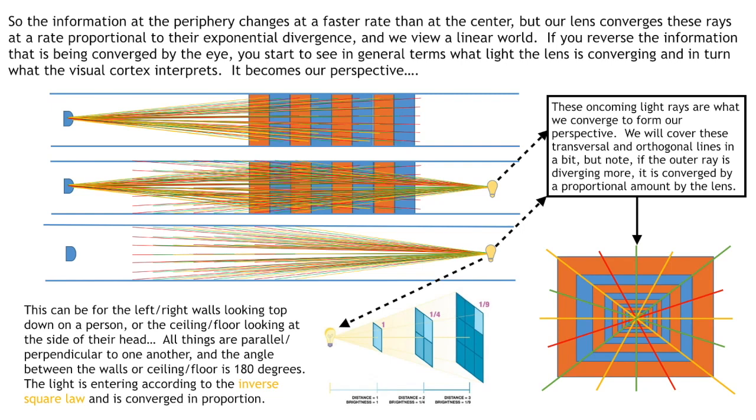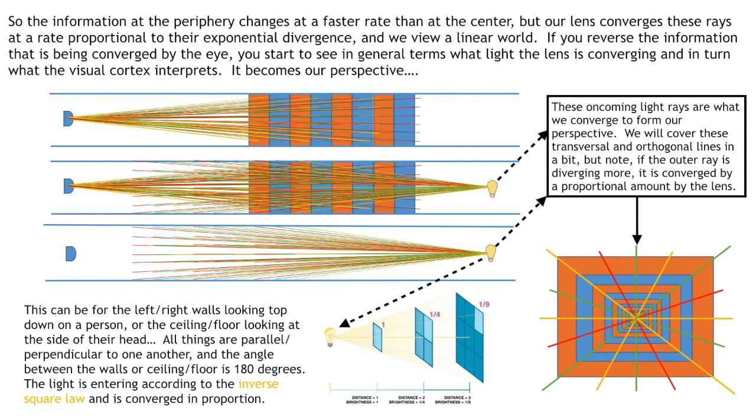If you reverse the information that is being converged by the eye, you start to see in general terms what light the lens is converging, and in turn what the visual cortex interprets. And this becomes our perspective. So again, in the top view here, these are the light rays extending off that we are converging through our lens in order to converge them at a focal point behind our lens, and then focus that onto our retina.